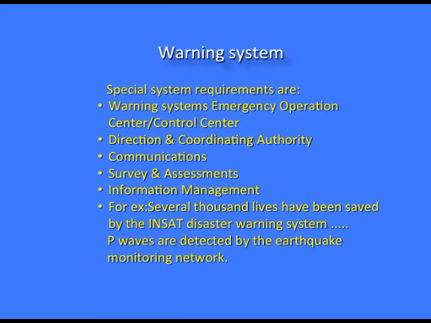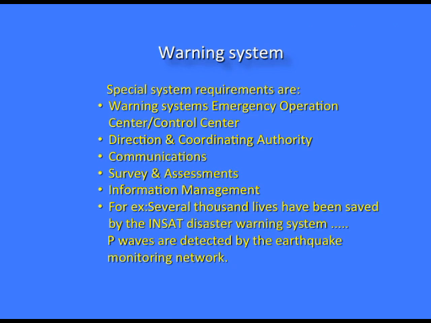This is one way of understanding disasters, but apart from this, we can also avoid disaster by means of certain systems like the warning system. A warning system is something where you give precautions to the people, the society or the community before the disaster occurs. These are termed special systems and they are very much required. For example, warning system, emergency operation centers, control centers, direction and coordinating authority, communications and survey and assessments, information management.